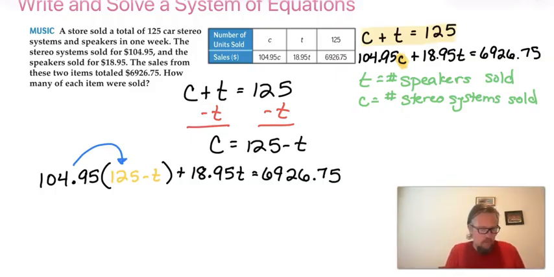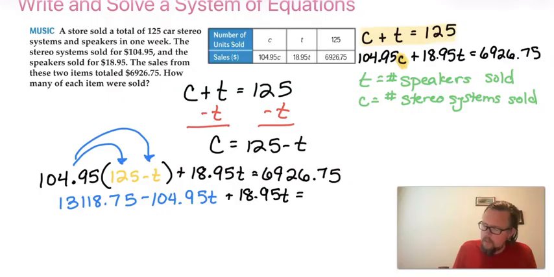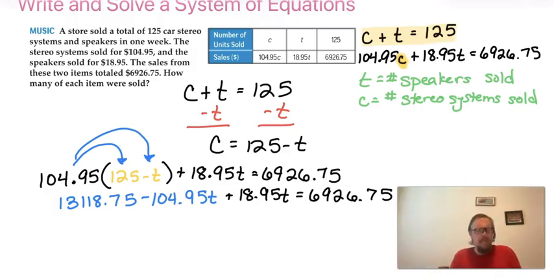I'm going to do 104.95 times 125. Oops, not 425. Sorry, a little typo here. 104.95 times 125 gives me, holy moly, 13,118.75. And then 104.95 times T, of course, is going to be 104.95T. So there's the distributive property. Just copy the rest of it out like it is. And now we've got some like terms that we can combine. We can combine our T's here.